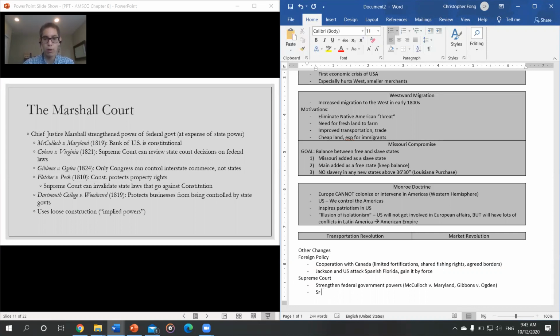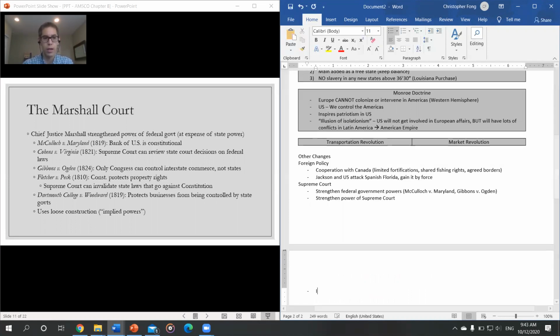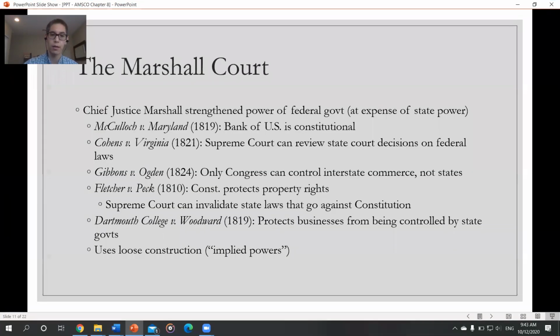And then they also strengthen the power of the Supreme Court to rule on certain decisions. And all of this is based off of a loose interpretation of the Constitution, which basically said that, okay, the Constitution doesn't list every single power that the government has, but there are some implied powers in there. Because the Constitution says that they can regulate commerce, well, they can make a bank. They can regulate interstate commerce, etc.